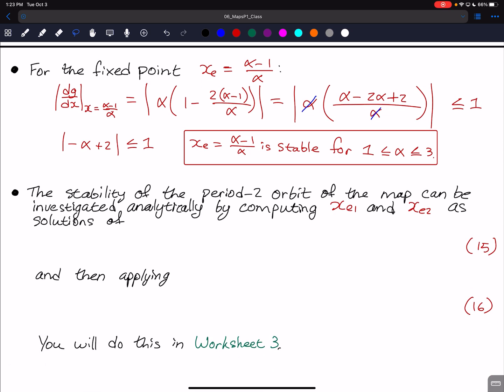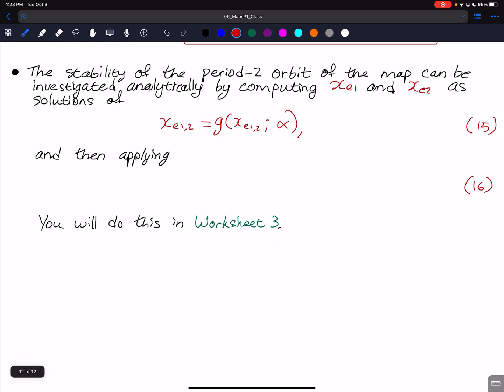Okay, so we can also compute the stability of the period 2 orbit of the map. In this case, we need to compute xe1 and xe2, which are then solutions of the equation xe1, comma 2 equal to g of xe1, comma 2, alpha. We did this previously, and then from there, what we need to look at is that the absolute value of g squared, or the second iteration of g with respect to x, evaluated at xe1 or 2, must be less than or equal to 1. And we went through it in the notes. You're going to do this in worksheet 3 for the tent map.